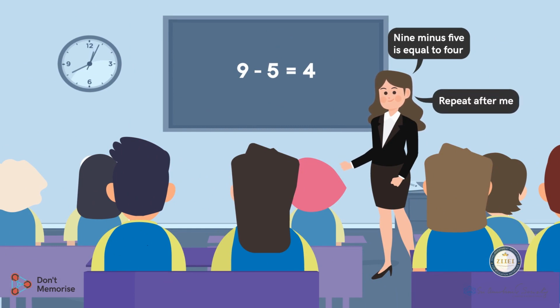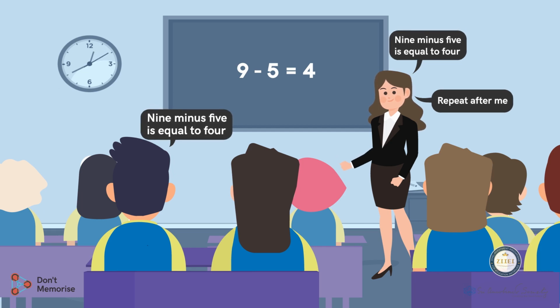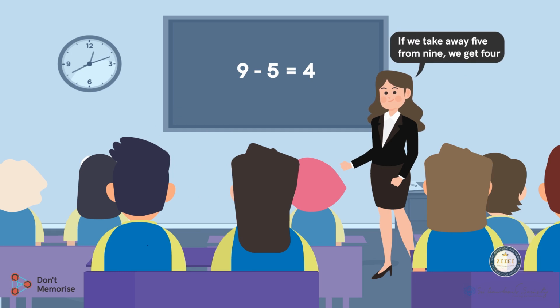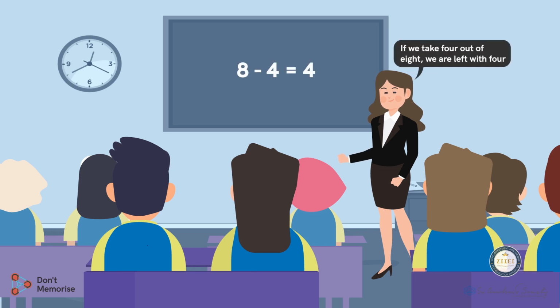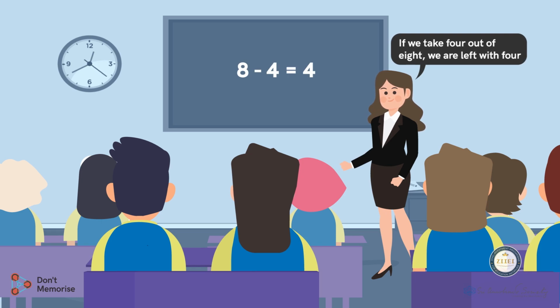The first equation will be 9 minus 5 is equal to 4, and announce to the students, if we take away 5 from 9, we get 4. Next, write 8 minus 4 is equal to 4 and tell the students that if we take 4 out of 8, we are left with 4.